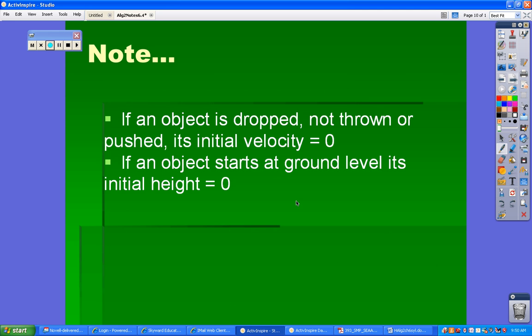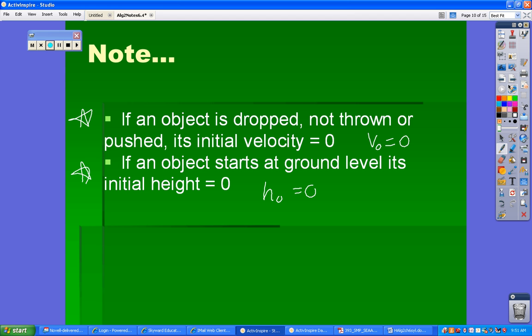Okay, so here's a couple things you might want to jot down in your notes. If an object is dropped and you don't throw it, its initial velocity, the v sub o, is going to be 0 because there's no speed behind it. And if an object starts at the ground level, its initial height, h sub o, could be 0.